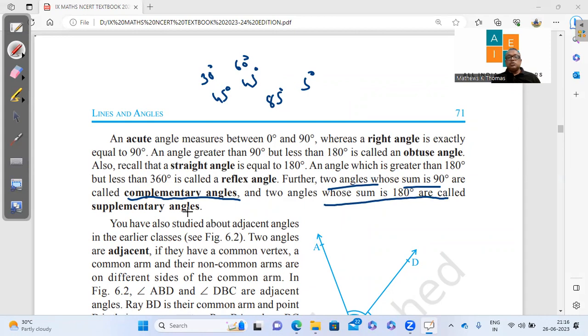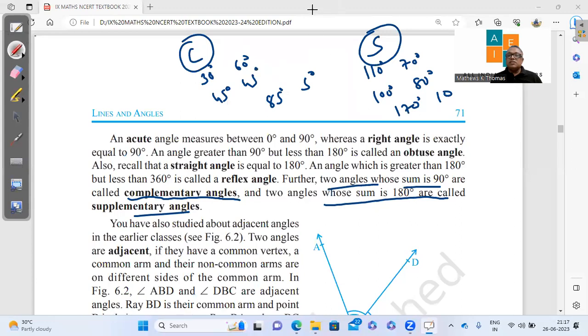And two angles whose sum is 180 is called supplementary angles. 110 and 70, 180, 170 and 10 are all examples of supplementary angles. So these are complementary angles and these are supplementary angles, right? So we should understand the difference between the two.